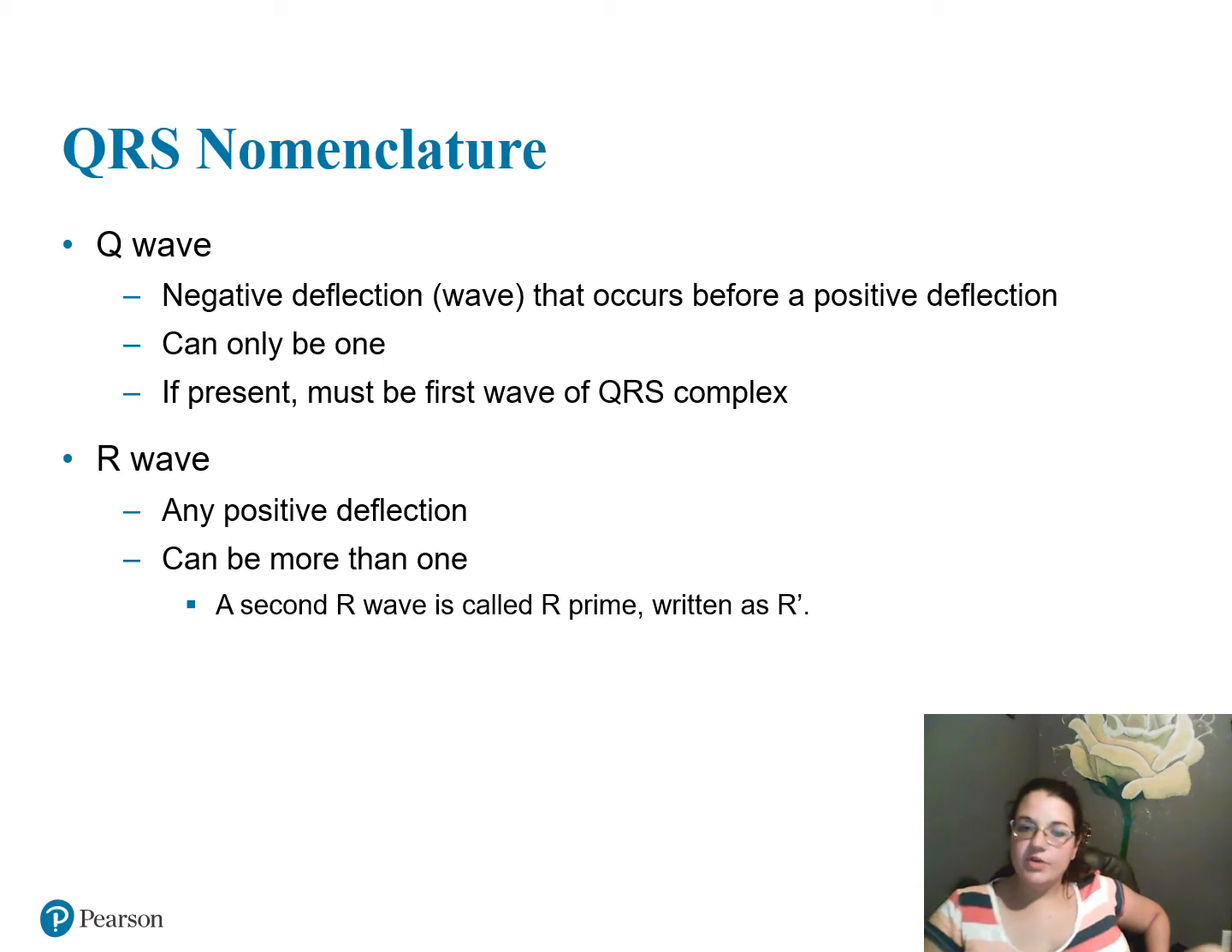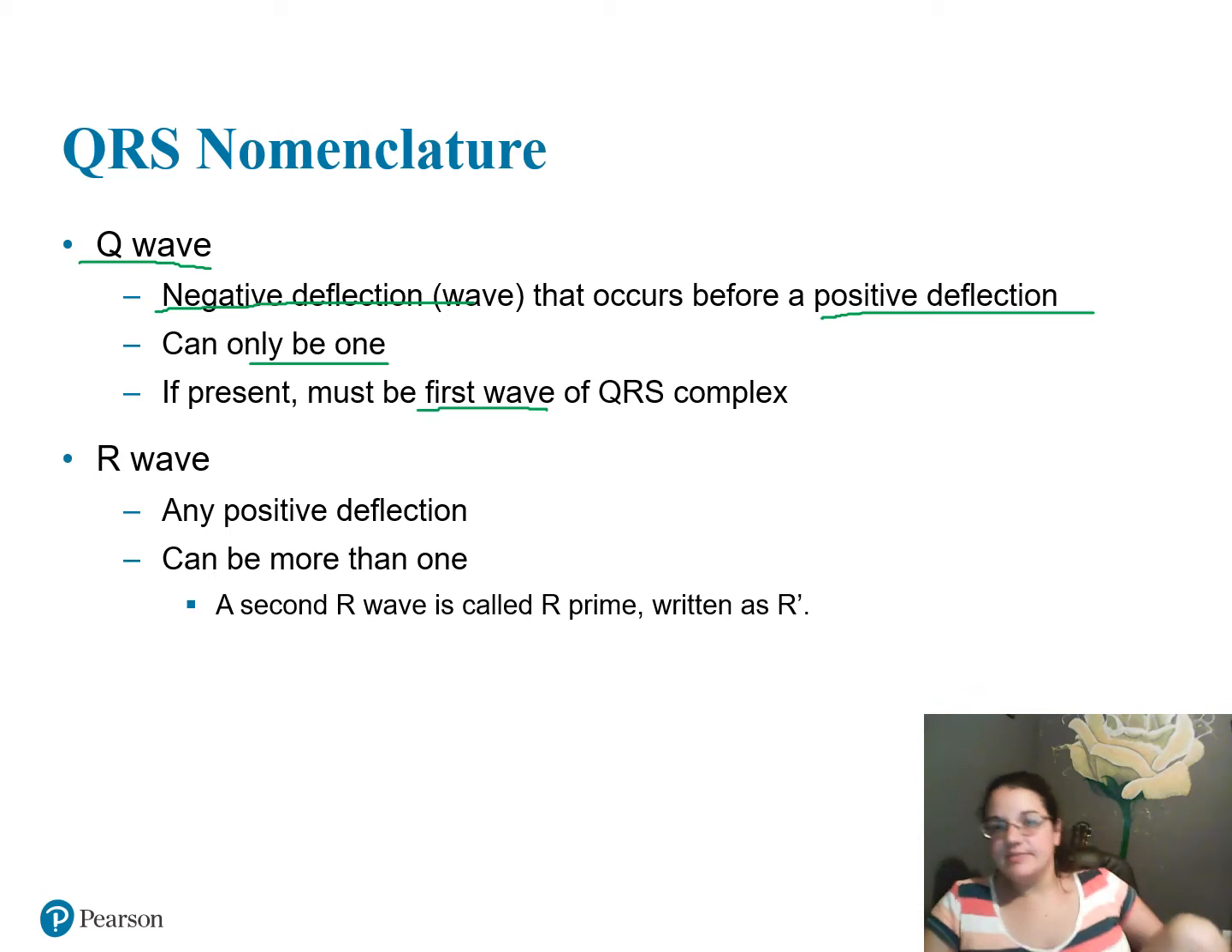Now, let's look more at your QRS complex. Your Q wave has a negative deflection. This is very important to know. Again, what does deflection mean? It's a picture. The Q wave occurs before a positive deflection. There can only be one, and if present, it must be the first wave of the QRS complex.